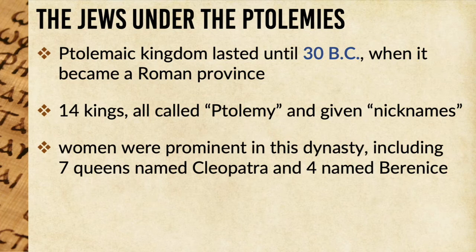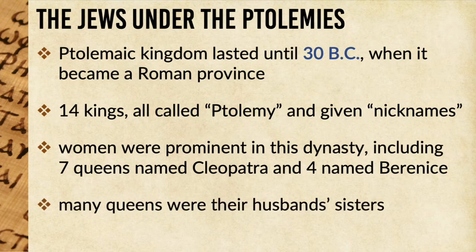In fact, what's interesting about this dynasty is that many of these queens were actually their husbands' sisters. So there was a lot of inbreeding, if you will, in this dynasty. But these women would have been very, very important because they were not only the queen, they were also of the royal family by birth.